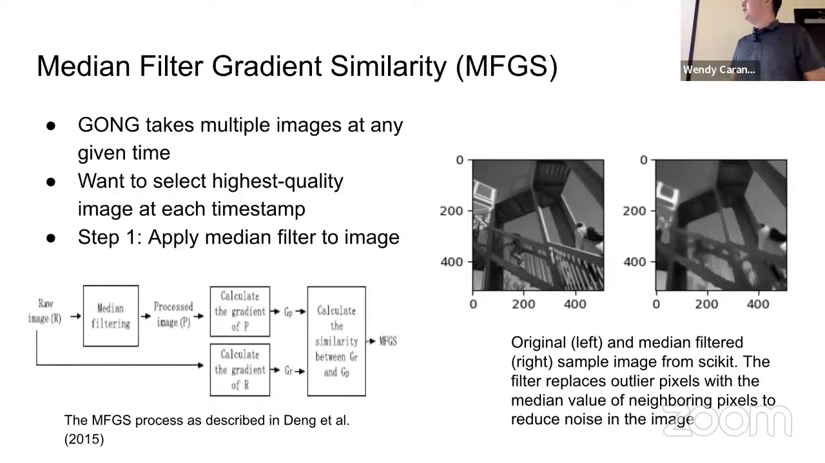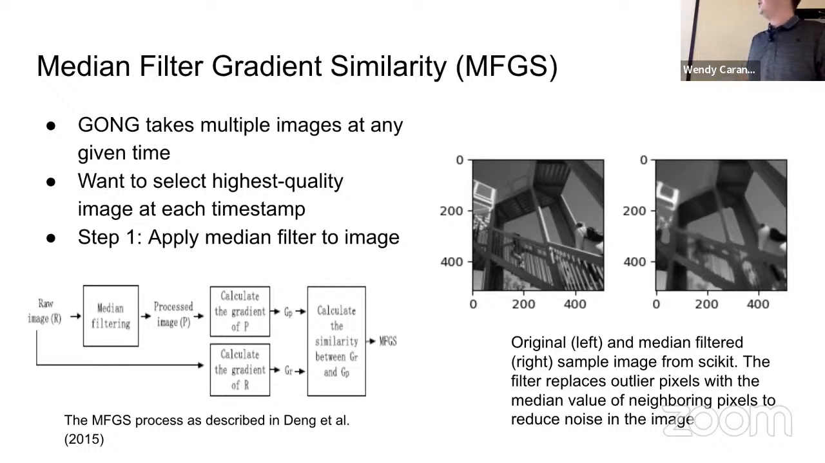So as I mentioned, GONG has 6 different telescopes, so we're actually getting multiple images at each timestamp. And for the animation, we want to select the highest quality image. And to do this, we use a technique called median filter gradient similarity, or MFGS. This is a 3-step process. It was first described by Deng in 2015, then further developed. My mentor is actually a co-author on a paper in 2018. And then this diagram kind of describes the process. I'll talk about it a bit more in detail.